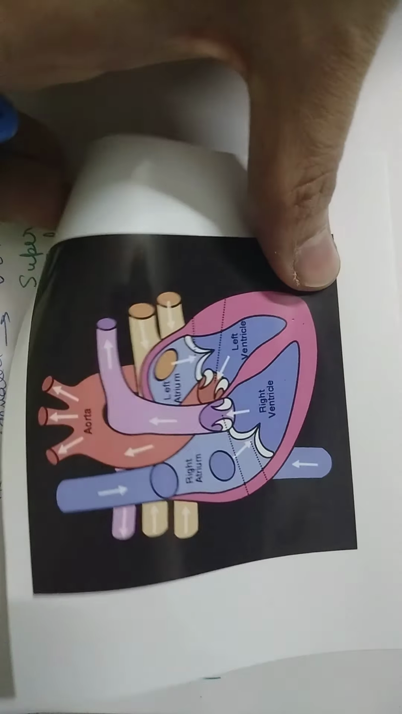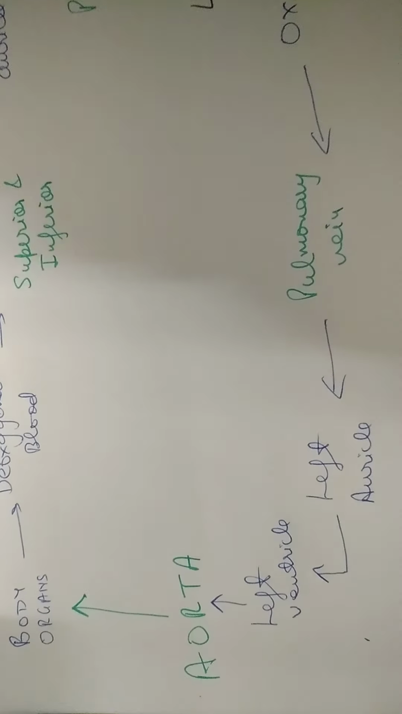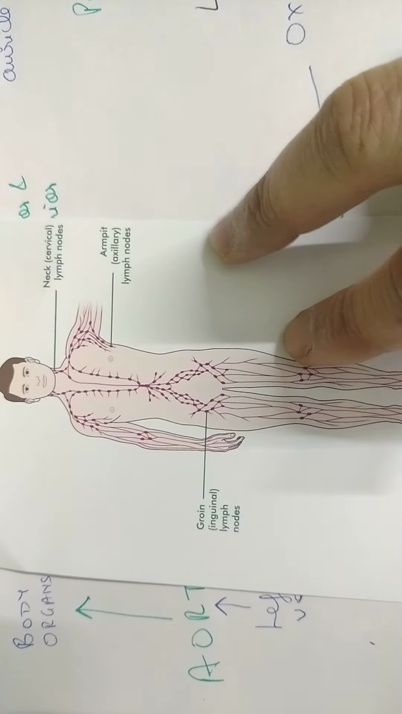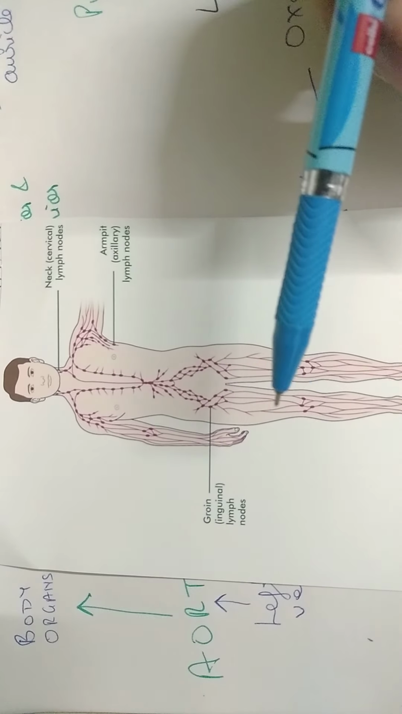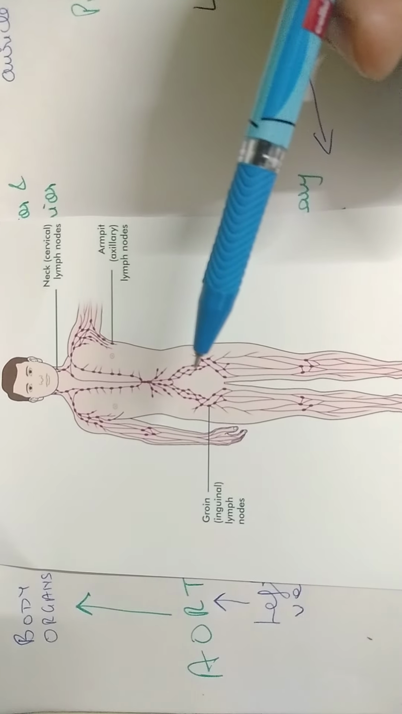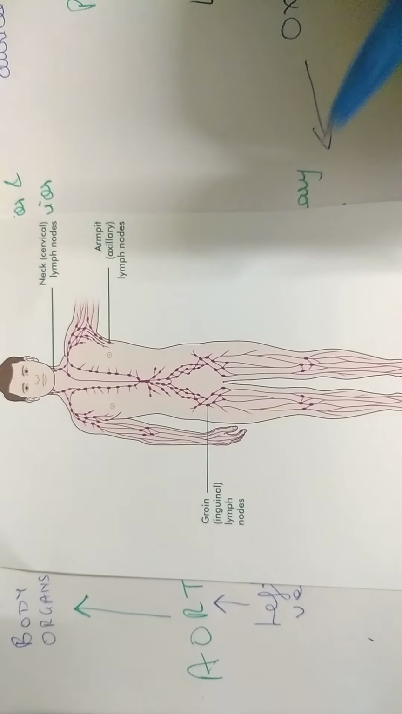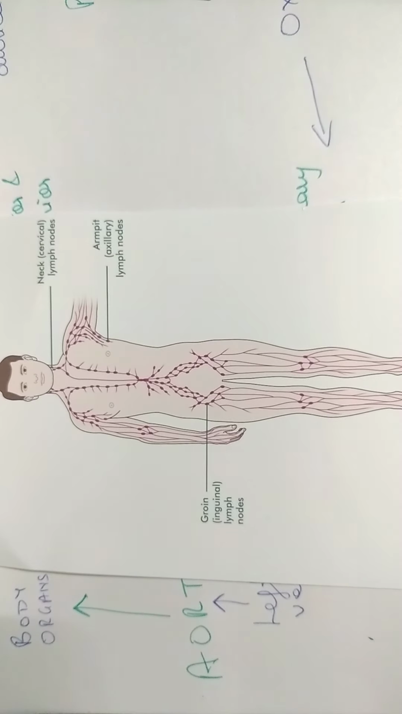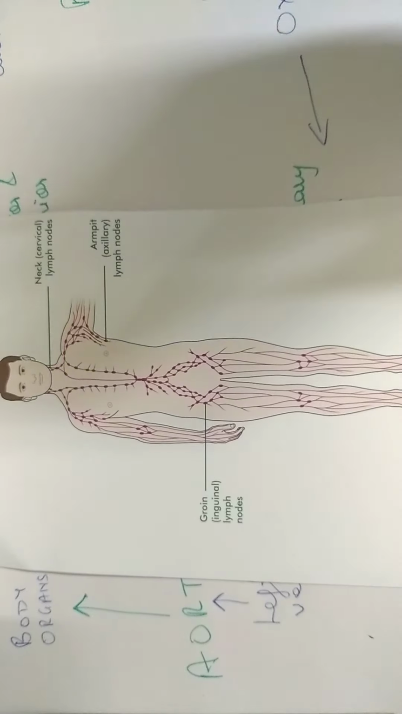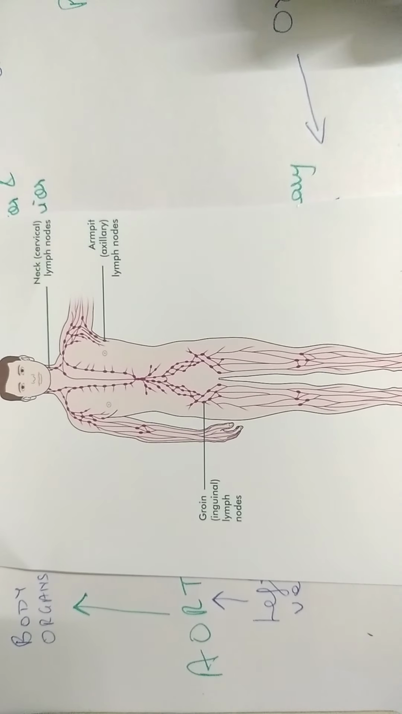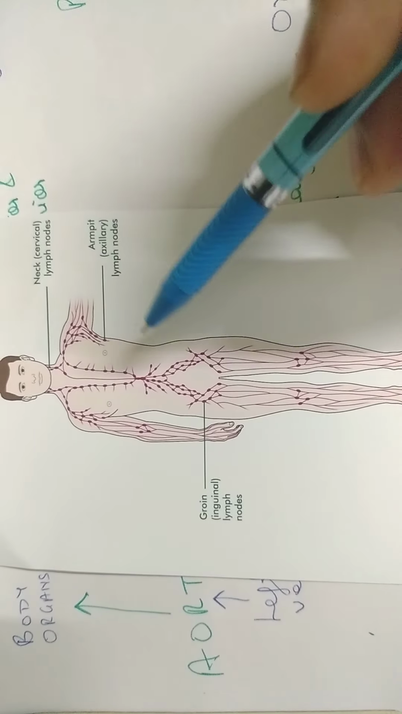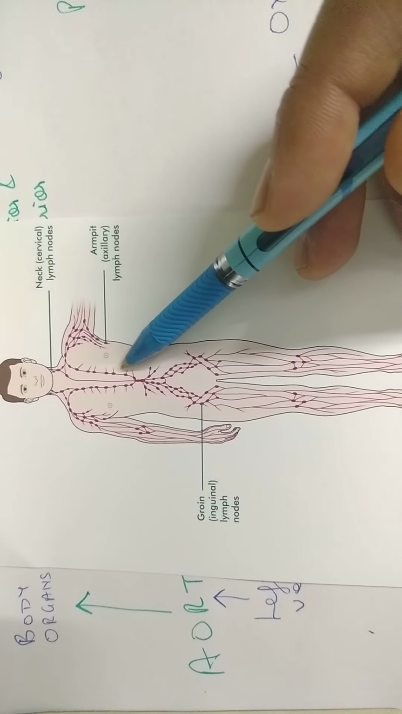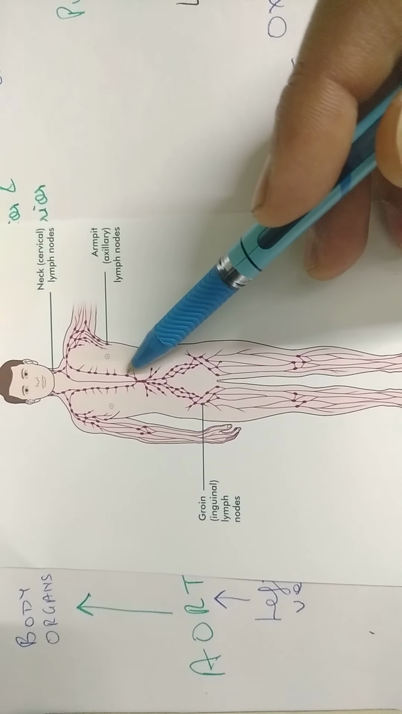Now the transportation system has two parts. One is blood and second is lymph. Lymph is colorless. See what happens, the blood vessels are permeable. When the blood flows under high pressure, some amount of plasma and the WBCs fall into another system of circulation which is known as lymph. Lymph is colorless because it doesn't contain RBCs.